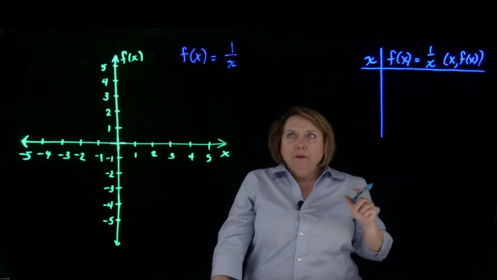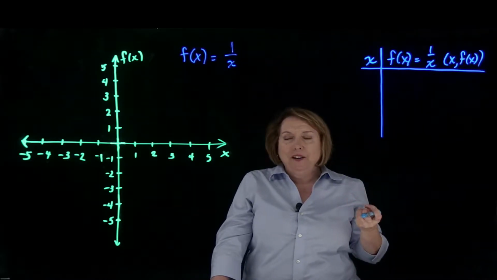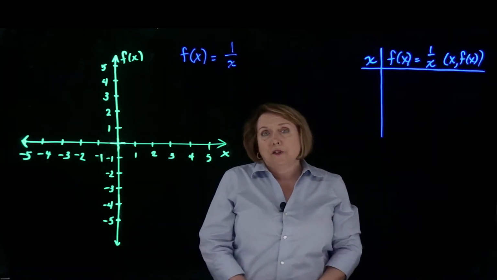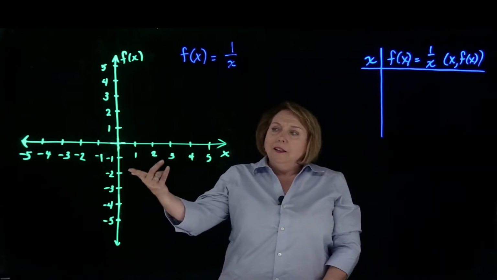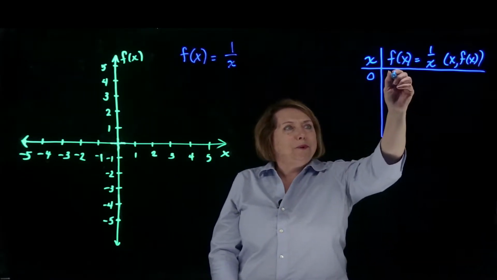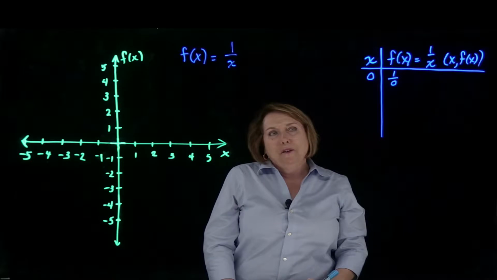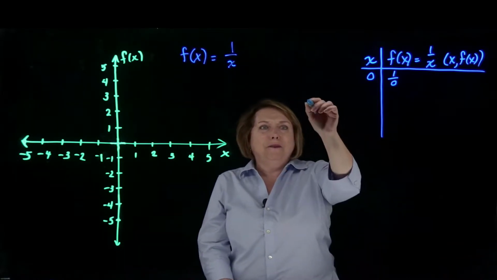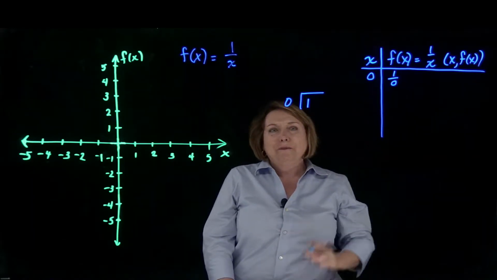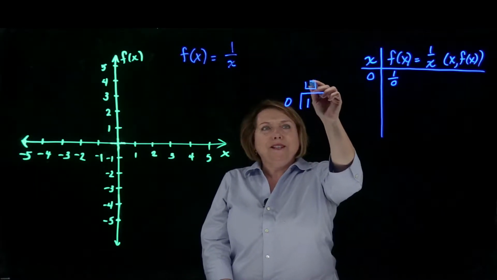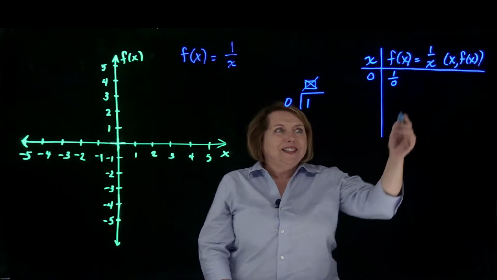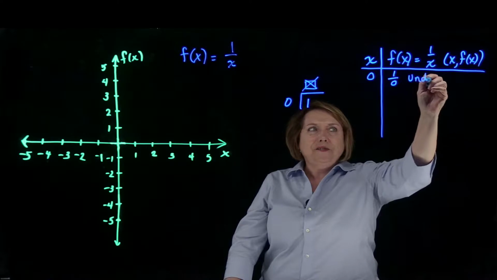So to see a good behavior of this, to see what it looks like, let's really make sure to choose several values of x that are going to help us. Let me start with 0. Now, what's the problem here? 1 divided by 0. That's not going to work too well because there's nothing that when I multiply it by 0, I get 1. Never, it can't happen. So this is undefined, which is interesting.